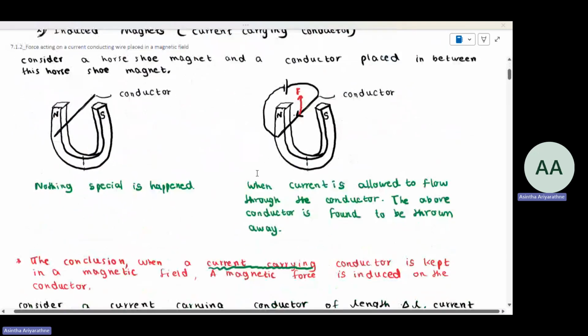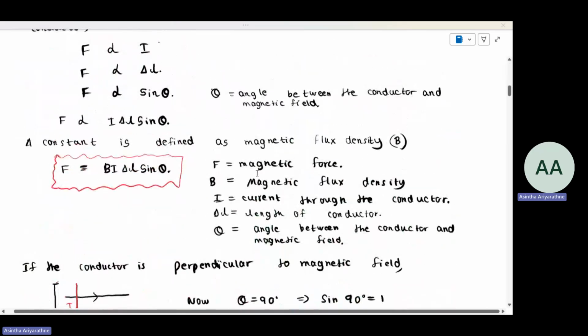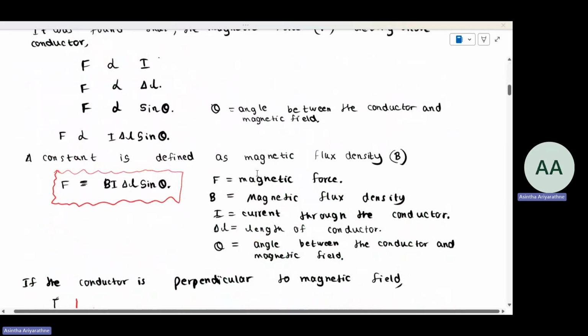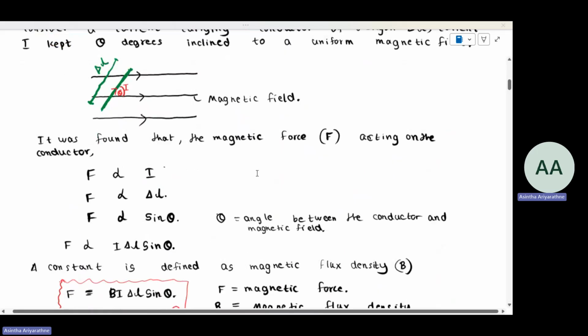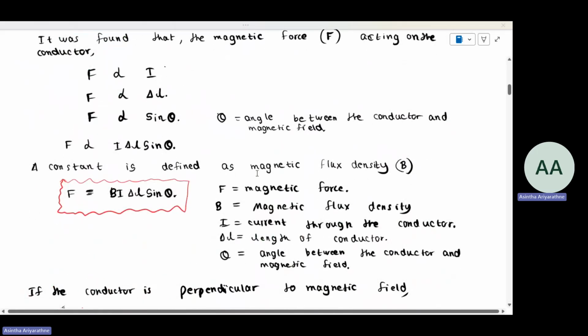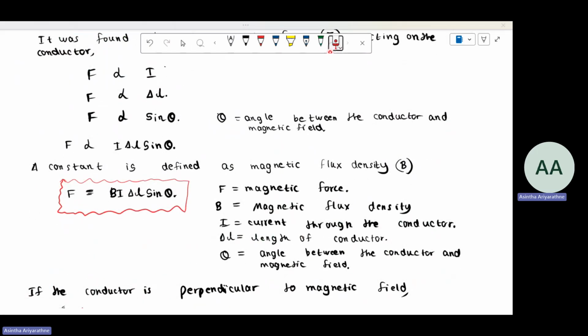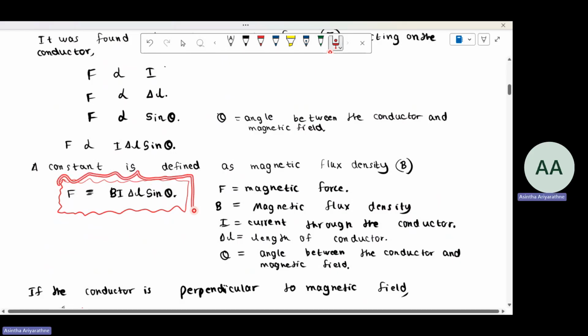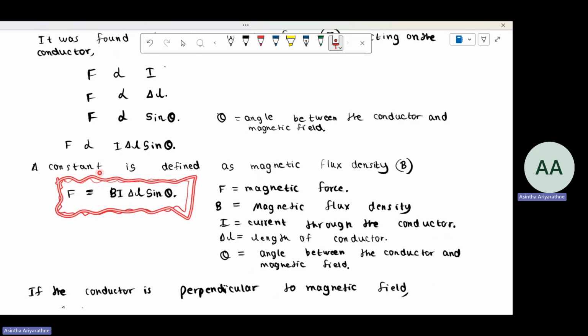And then we learned about what happens to a current carrying conductor kept in a magnetic field. Eventually we found that it would be shifted towards some direction. It will be thrown away, and that is due to the magnetic force acting on that conductor.